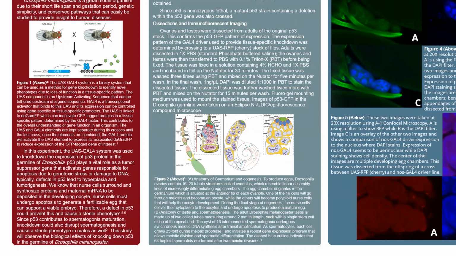And we also know that p53 contributes to spermatogonia maturation. And so knockdown could also disrupt spermatogenesis and cause a sterile phenotype in males as well. So this study will observe the biological effects of knocking down p53 in the germline of Drosophila melanogaster.